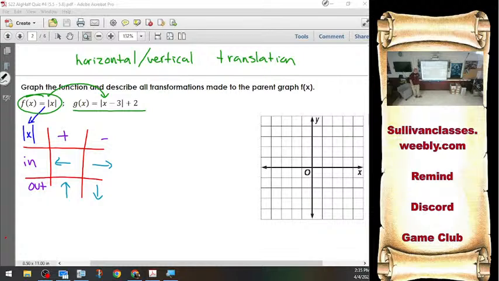So, -3 inside. Okay, but what goes in front of that? What words? Remember horizontal, the horizon? Vertical is jumping straight up and down. So I'll say there's a horizontal translation.